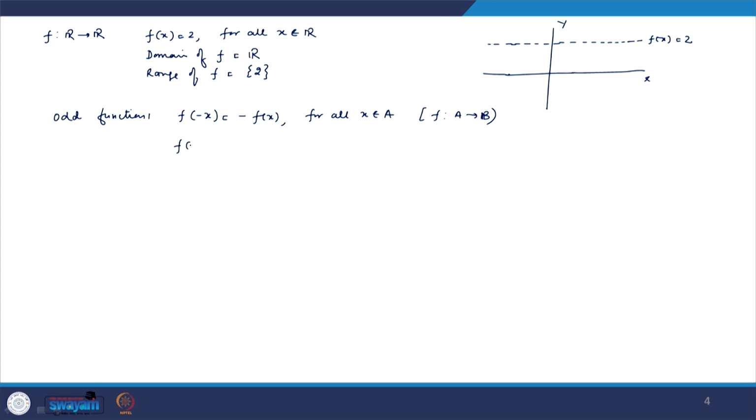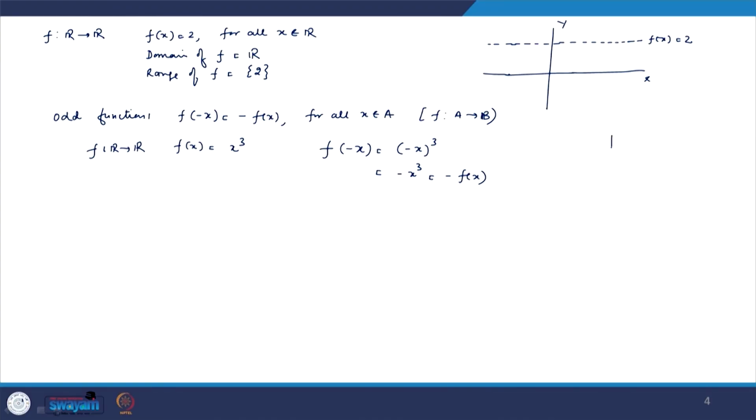Suppose f x equal to say x cube, and f is from R to R. So, if you take f of minus x, it is equal to minus x whole cube, which is minus x cube, which is equal to minus of f x. So, that means this definition of odd function is satisfied over here. So, this function x cube is an odd function.